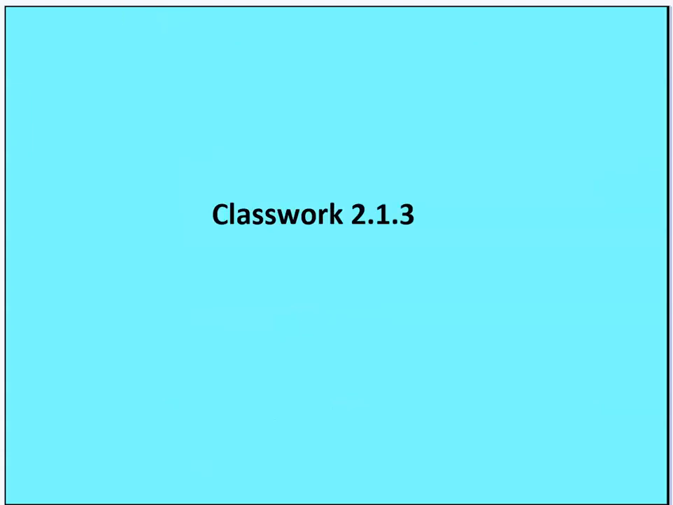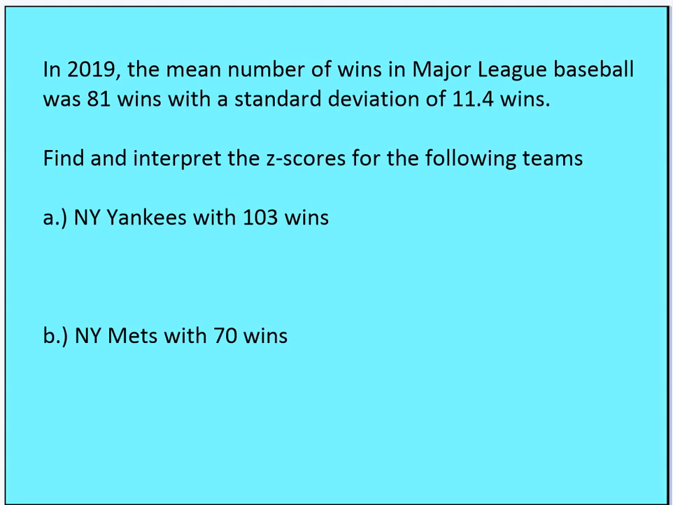All right, so this brings us to our third classwork problem, I believe, 2.1.3. Sorry about that, 2.1.3. So in 2019, the mean number of wins in Major League Baseball was 81, with a standard deviation of 11.4. Find and interpret the z-scores for the following teams: the New York Yankees with 103 wins, and the New York Mets with 70 wins. So I'm going to leave this up for a moment, and then we're going to move on.